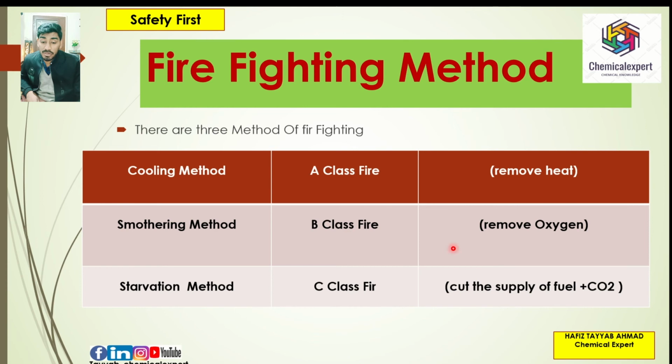In class B fire, we remove the oxygen supply. So how can we remove it? We use a fire extinguisher which disconnects the amount of oxygen in the atmosphere and makes a layer on the surrounding of that fire, which we call the smothering method. Number three, the class C fire, where we mostly cut off the supply of fuel and remove the fuel and material from that place, which is called the starvation method. So these are the three quite common methods: cooling method, smothering method, and starving method. Cooling is for A, smothering is for class B fire, and starving is for class C.